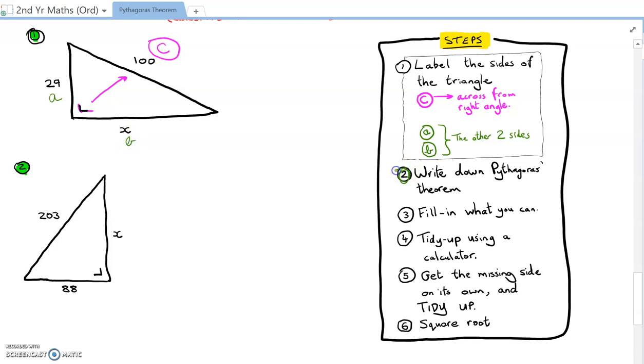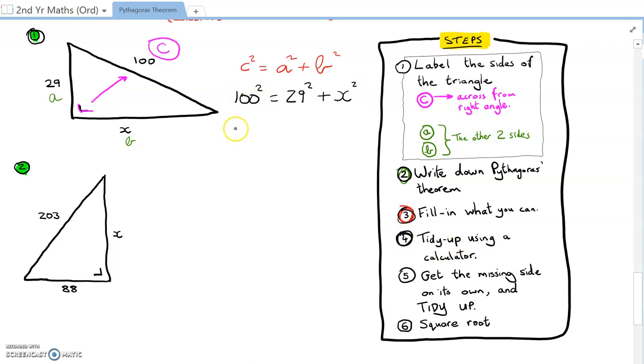Okay, step 2, write down Pythagoras' theorem. C squared is equal to A squared plus B squared. Okay, step 3, fill in whatever I can. Let's see, C is what? It's 100, so 100 is going to go here. A is what? It is 29, so 29 squared is going to go there. B is what? It is X, so X is going to go there. Okay, that's that done. Now step 4, tidy up using a calculator.